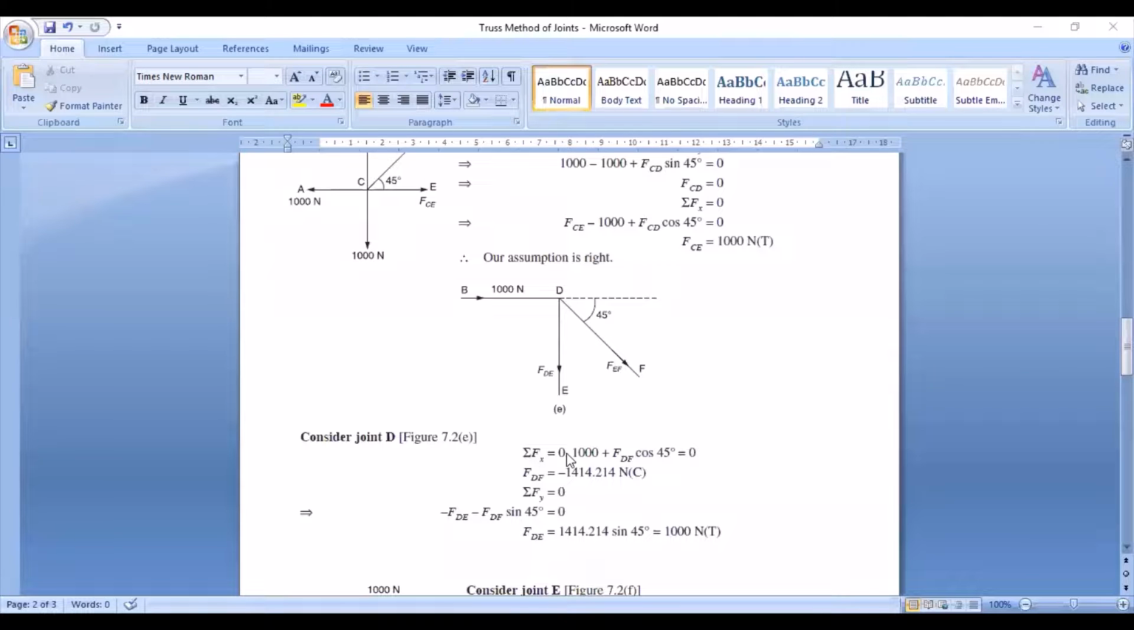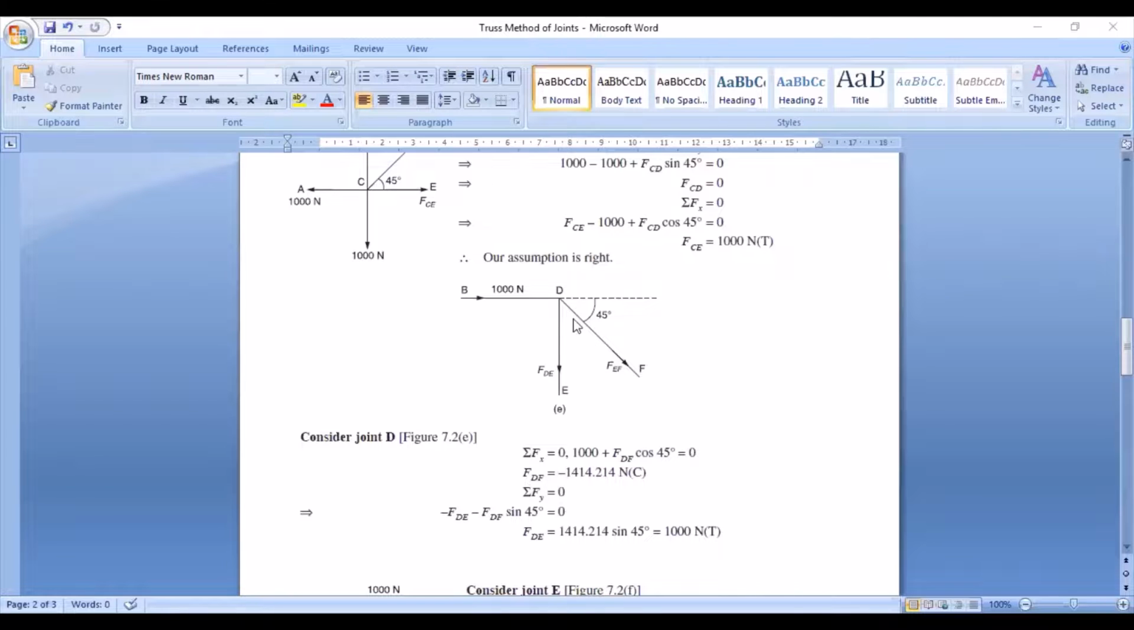Sigma Fx is equal to 0. So horizontal 1000 positive, because it is moving rightwards. So it is plus 1000. Horizontal component of FEF is rightwards only. So it will be positive FDF cos 45. So you got this with negative sign.